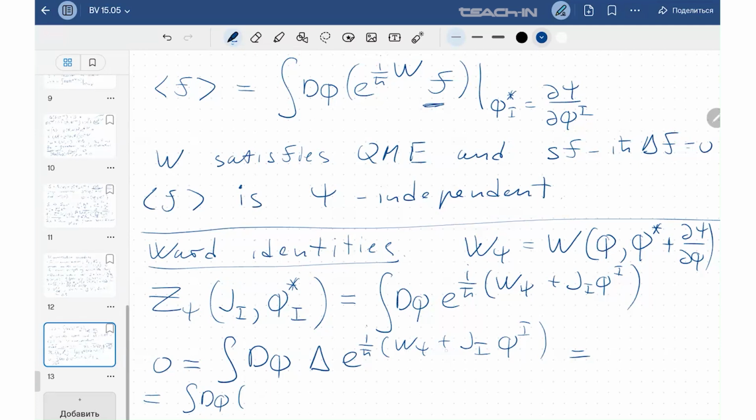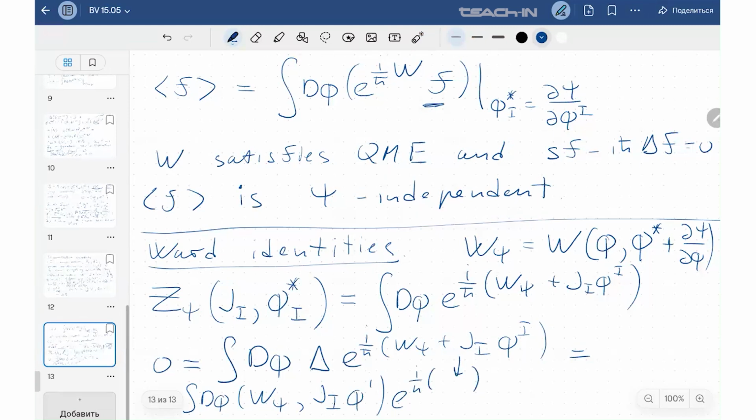So the only term, and also delta acting on this term gives 0 because there is no antifield dependence. So J are external sources, they are phi and phi star independent. So there is no phi star dependence, so the delta operator annihilates this term. So the only contribution we get is an antibracket between W psi and J_i phi^i, and the same exponential.